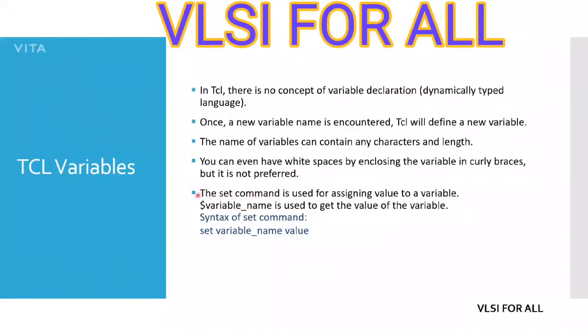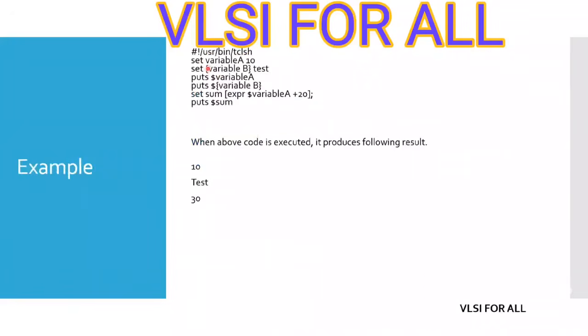To set any variable to any value, we know the command used is set. This is the syntax of a set command. Set is the command followed by the variable name and then followed by any value which you would like to set to the variable. Let's see this piece of code here.